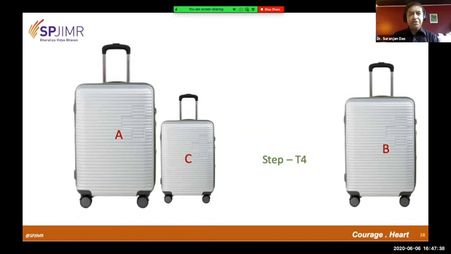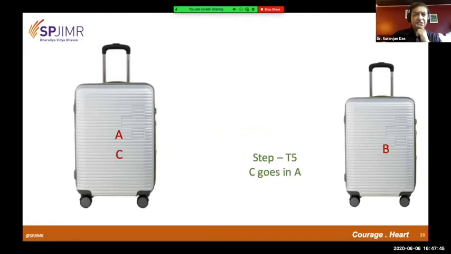But the rest of the family members are there. Papa, ye kya papa ne do suitcase bahar chhodke gaya. Mummy, kuch karo na. Mummy also says so and so. Now what happens? C goes into A. Then it is still quite heavy. It goes up. Then what happens? You are back from your tour.